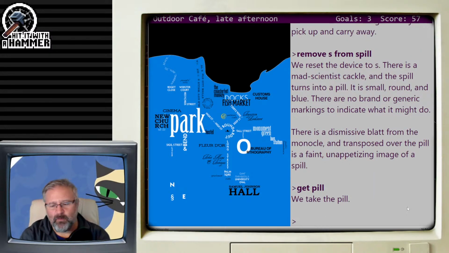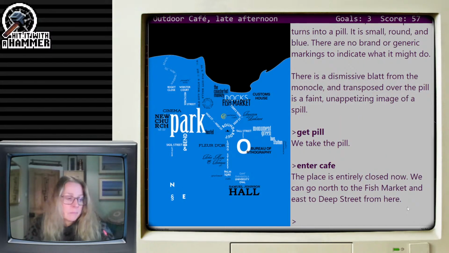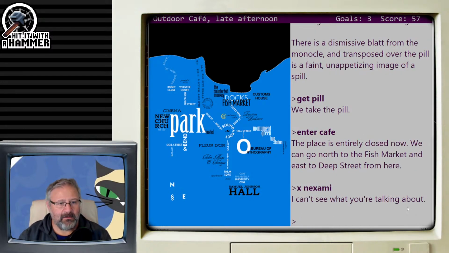Okay, so we have some red wine in a pill form. Can we go inside the cafe? Enter cafe. The place is entirely closed now. We can go north to the fish market and east to Deep Street from here. We can't see Nexami anymore either.